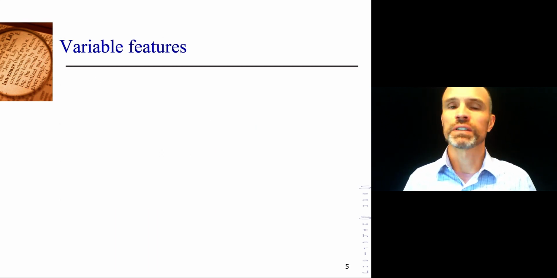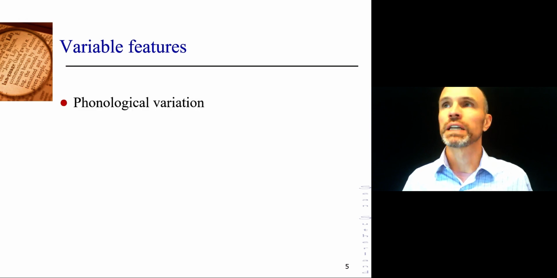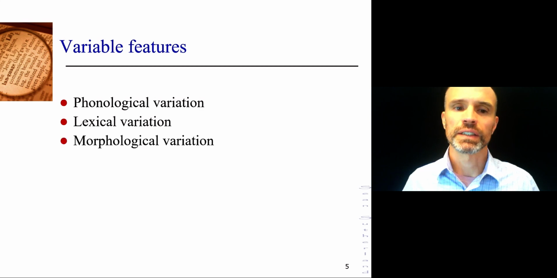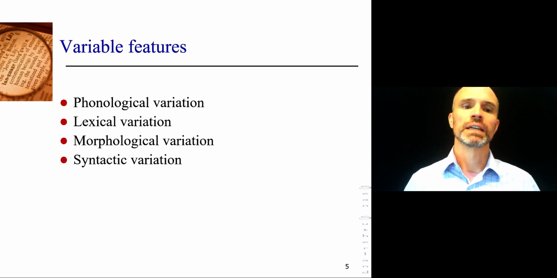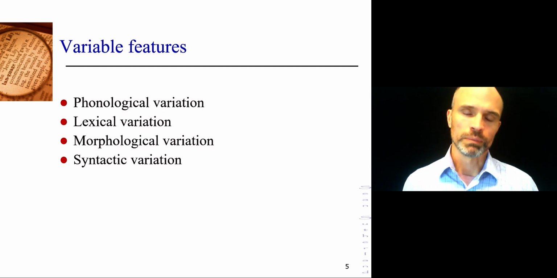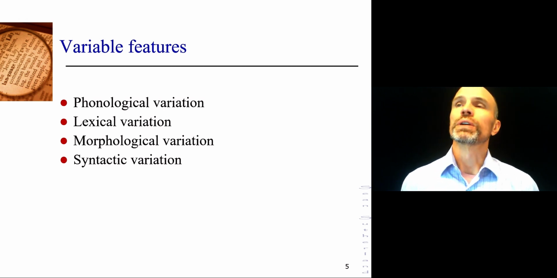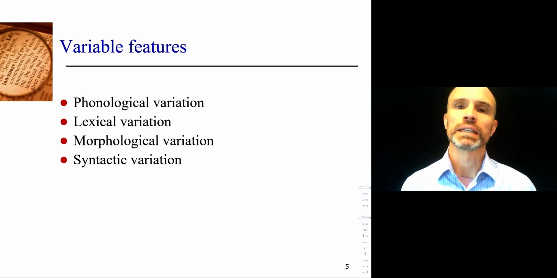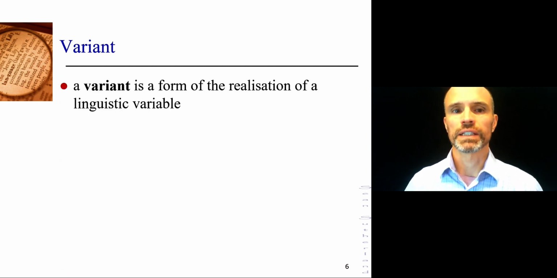The variable features of English. What are the variable features? Phonological variation, lexical variation, morphological variation, syntactic variation. We'll go over these one by one. You can read more about variation, of course, in recommended readings, such as that by Milroy and Milroy that's on the reading list. Phonological variation, right?